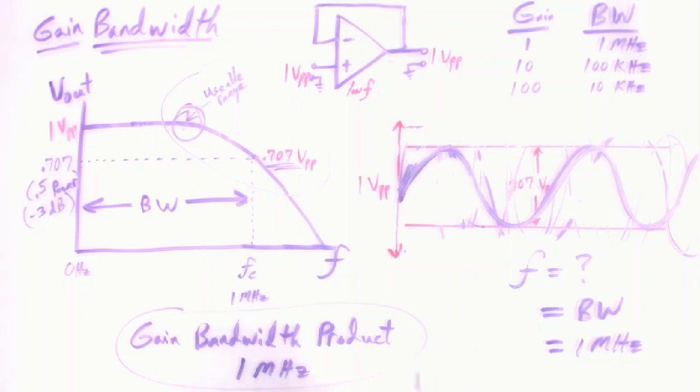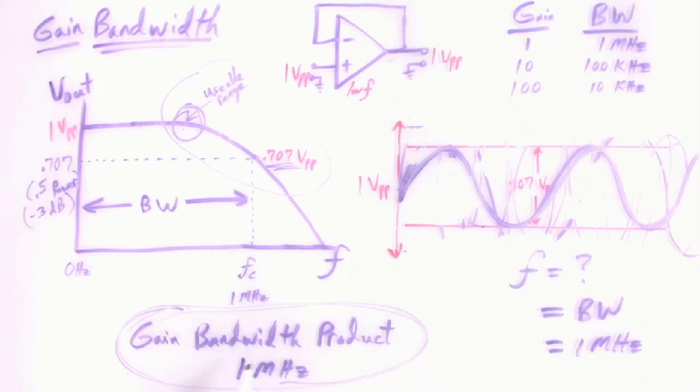But the definition is what we want to stick with for now, and that is what the rating from the manufacturer is going to be. It's going to be this gain bandwidth product rating. If this number's high, again, it's a good thing. You'll pay more for that op amp if it has a really high gain bandwidth product number.